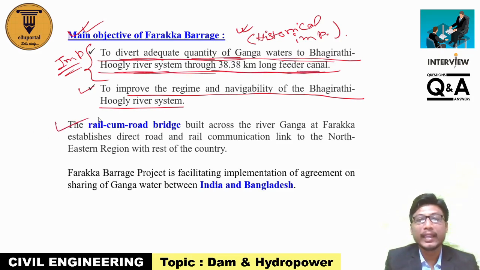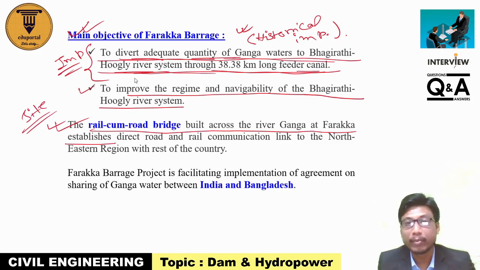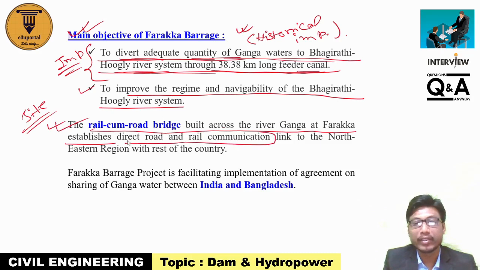And it is well connected, because rail cum road bridges are built across the river Ganga at Farakka. As we have seen for a favorable site, it should be easily accessible and well connected to towns and cities by roads and railways. So the rail cum road bridges built across the river Ganga at Farakka establish direct road and rail communication, which is important, as we have already studied, to the northeastern region from the rest of the country.